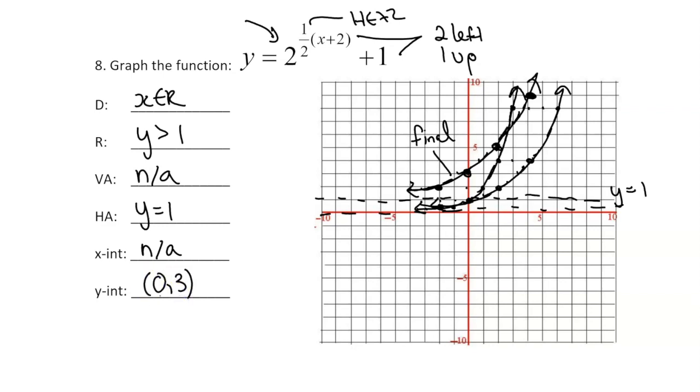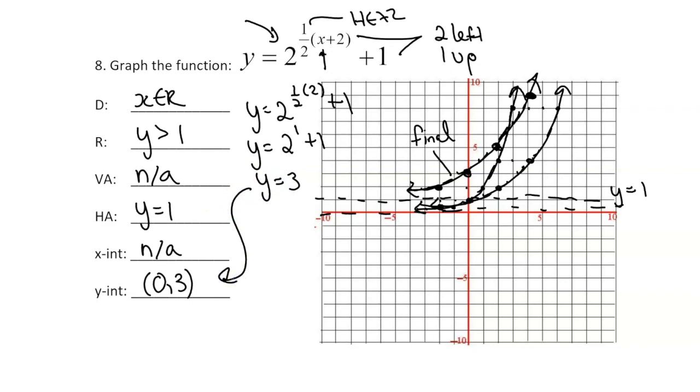But if you want to solve for it algebraically, you could always put in 0 for x right here. And if you did put in 0 for x, you would be left with y equals 2 to the power of 1 plus 1, and you would get 3, which confirms what we had for a y-intercept.